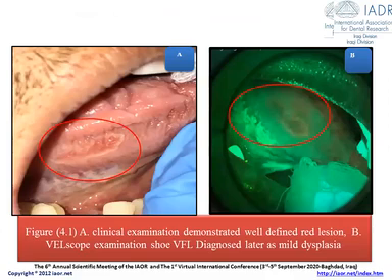So let's move to the clinical images. Regarding these pictures, the clinical examination demonstrated a well-defined red lesion. After the biloscopy examination, this area showed a visual fluorescence loss as this black or dark area. That was later diagnosed by the histopathological examination as a mild dysplasia. So this case is a true positive result of the biloscopy examination.